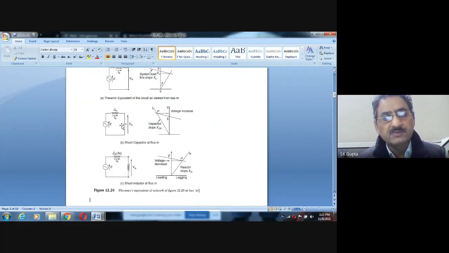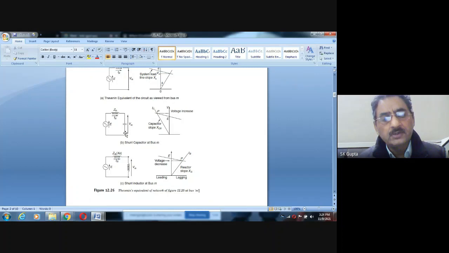the connected element can be capacitive or inductive. If inductive is connected, then there will be an I into X drop. It will be like this: I into X, with system voltage E. Because X is inductive, so I into jX drop will take place here, and this voltage will be here. This is the voltage at the middle of the transmission line where the SVC is connected. So this is the system voltage, and the voltage at the SVC bus is this.